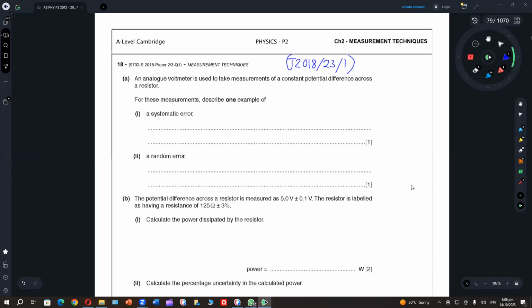Physical quantities and measurement. An analog voltmeter is used to take measurements of a constant potential difference across a resistor. For these measurements, describe one example of a systematic error. Give the year number, and it's ideal if you can find the paper in your past paper book.